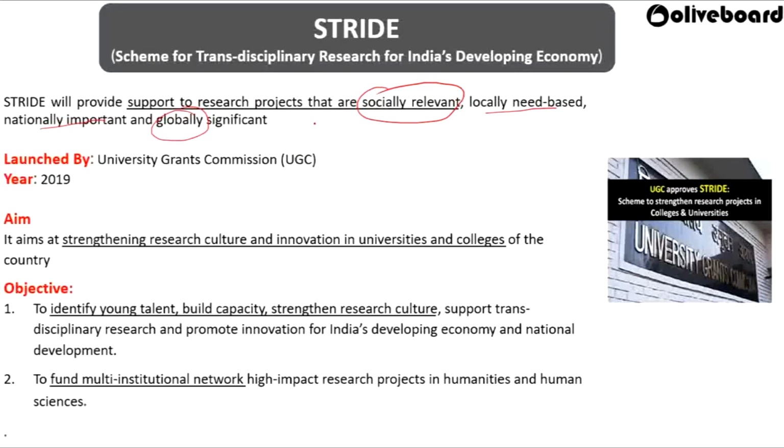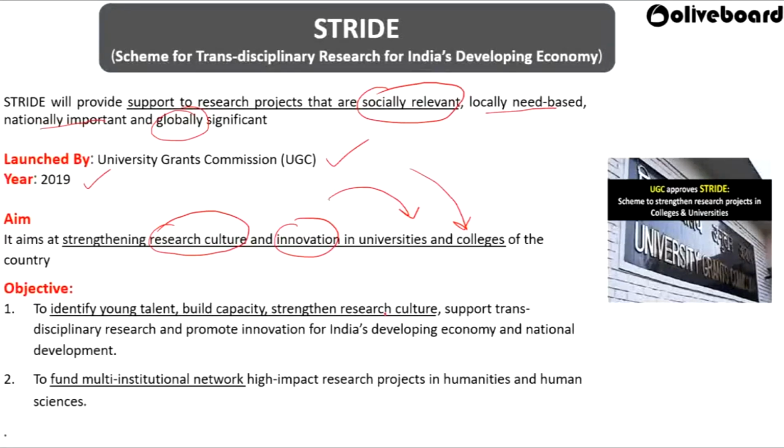The STRIDE scheme has been launched by UGC, that is the University Grants Commission, in the year 2019. The aim of this scheme is to strengthen our research culture and innovation, but where? In the universities and in the colleges of our country. So here we want to strengthen our research culture and innovation in universities and colleges.